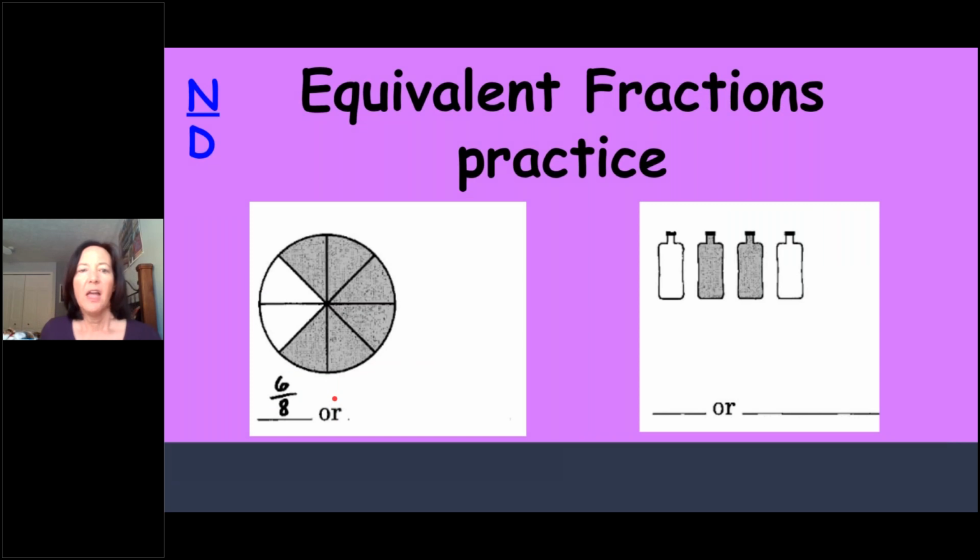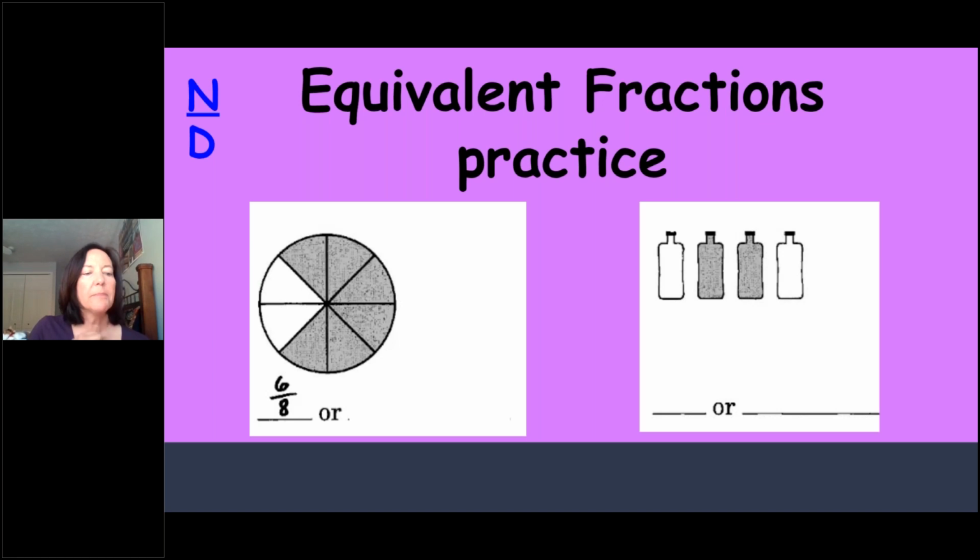Okay. So now we're going to practice a little bit, and these aren't too tough. So the first one is a picture of, we'll call it a pizza, and 6/8 of the pizza are shaded. So what is an equivalent fraction, or could you reduce the fraction 6/8? What would that be, Taylisha? You can reduce that to 1/2.